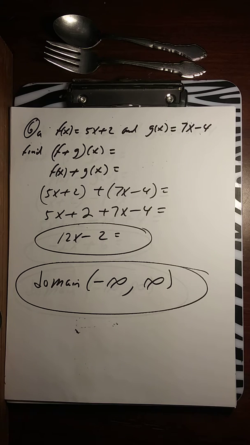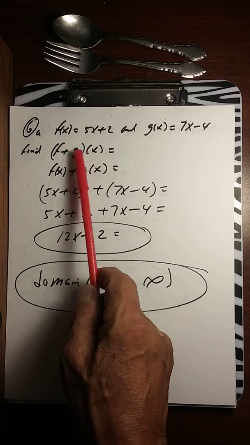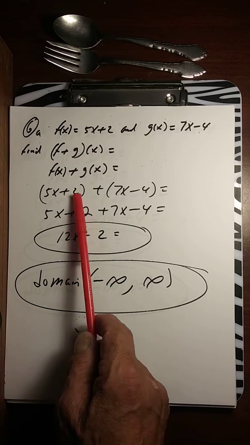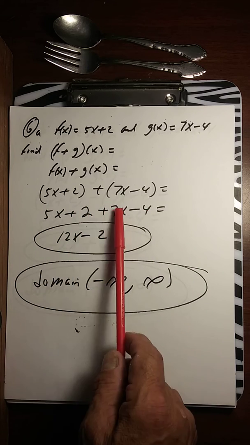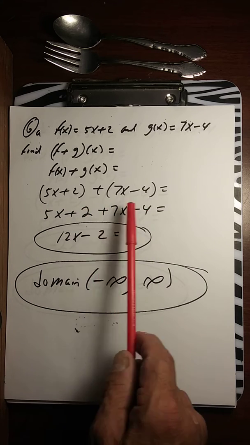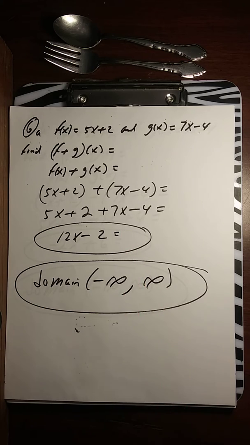So now, lots of stuff. 6a. F of x, g of x, add, f plus g of x. So f of x plus g of x is this one plus this. Just take off the parentheses. Add the x's and the x is 12x. Add the numbers, it is negative 2. Domain is negative infinity to infinity for this.